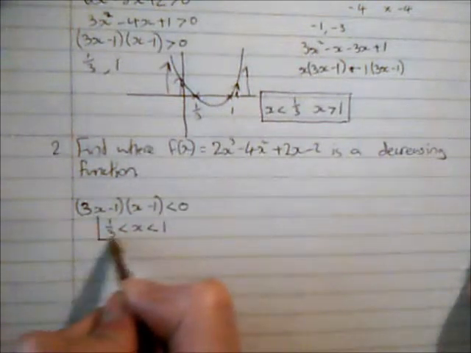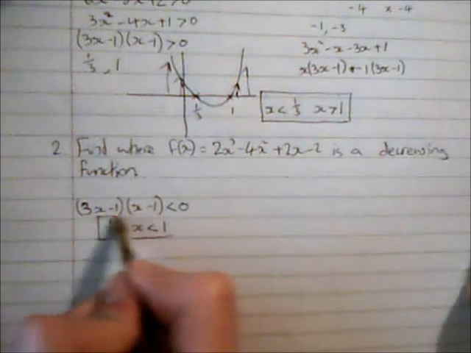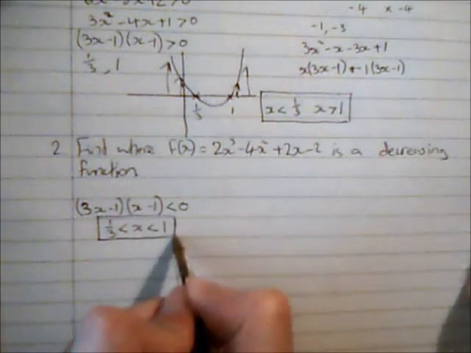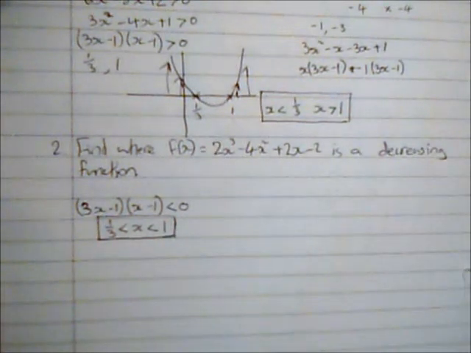Now I've got to make sure that it's not less than or equal to 1 here, because 1 would have a gradient of 0, and so therefore is not going to be negative.